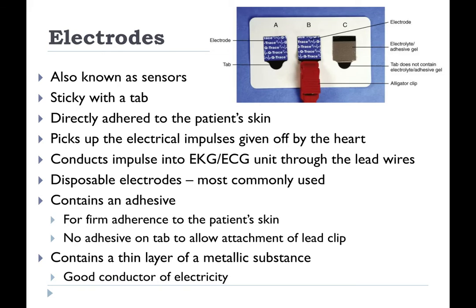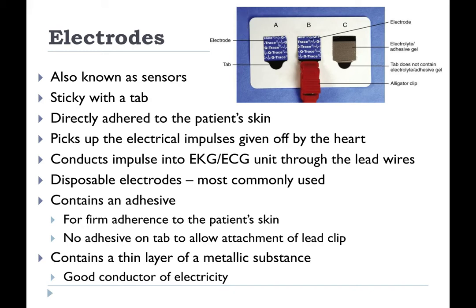Electrodes are also known as sensors, and they are sticky with a tab that is not sticky. The sticky part directly adheres to the patient's skin and picks up the electrical impulses given off by the heart. It conducts impulses into the EKG unit through the lead wires, and usually they are disposable, single use. They contain an adhesive for firm adherence to the patient's skin without adhesive on the tab to allow attachment of the lead clip. And the adhesive contains a thin layer of a metallic substance, which is a good conductor of electricity. Metal conducts electricity, right?